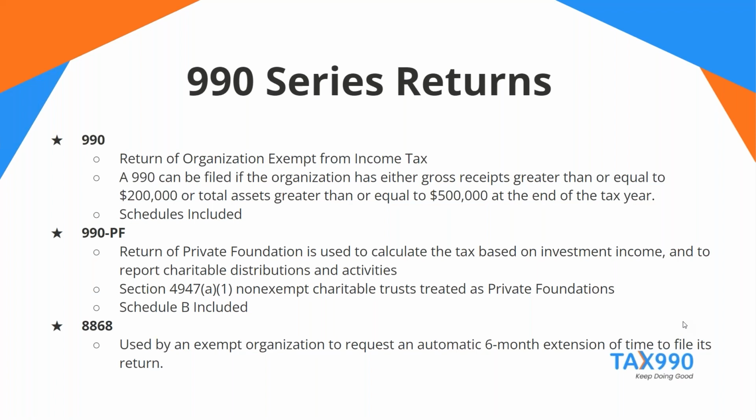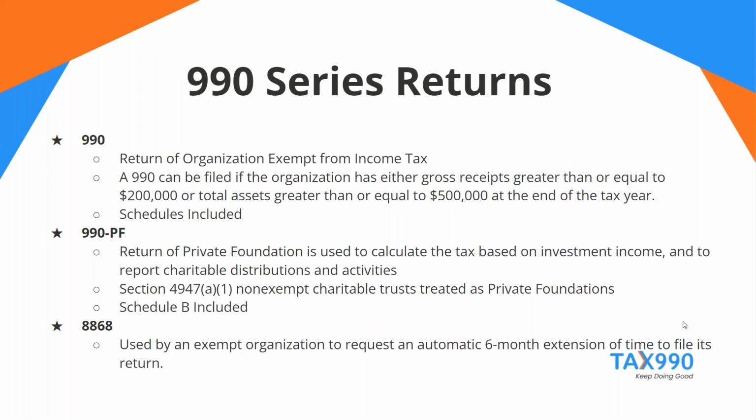An exempt organization can use Form 8868 to request an automatic 6-month extension of time to file. To qualify for the extension form, you must complete and transmit the 8868 on or before your original 990 series deadline. The 8868 is applicable towards the 990, the 990EZ, the 990PF, and the 990T. But as mentioned earlier, you cannot apply for an extension on the 990N form.